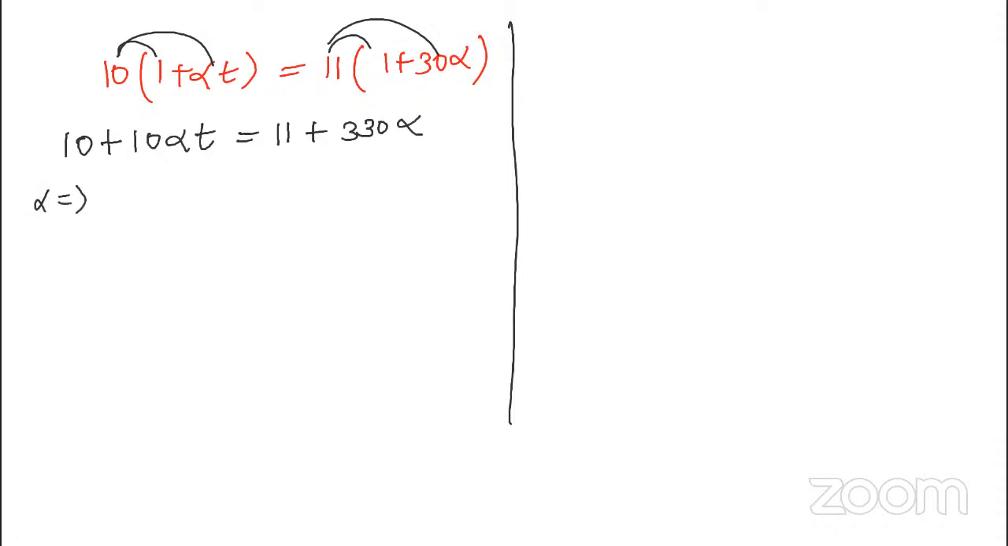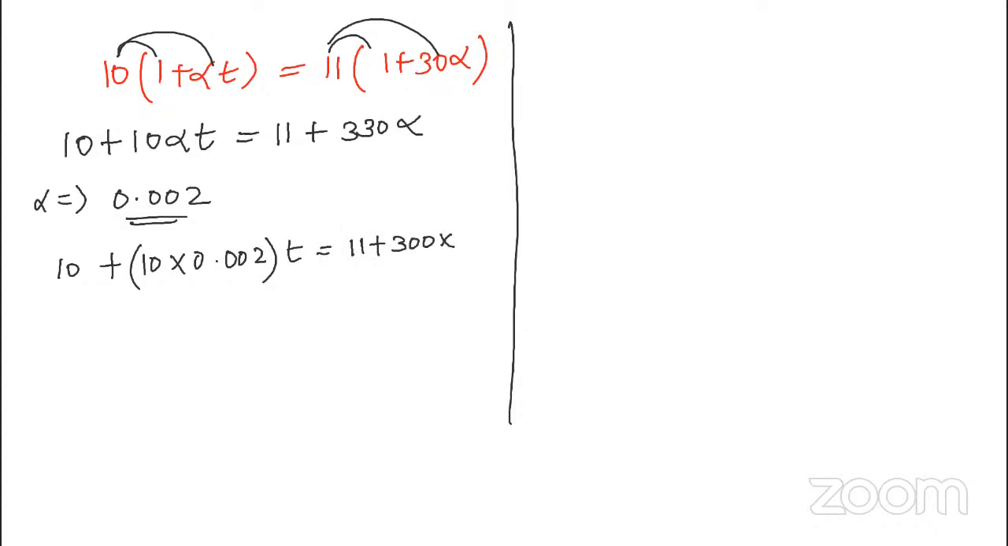What is the value of alpha? They are given, that is 0.002. Okay, let us now substitute in this. So if we substitute, 10 plus 10 into 0.002 into t. Okay, this should be 11 plus 330 into 0.002.